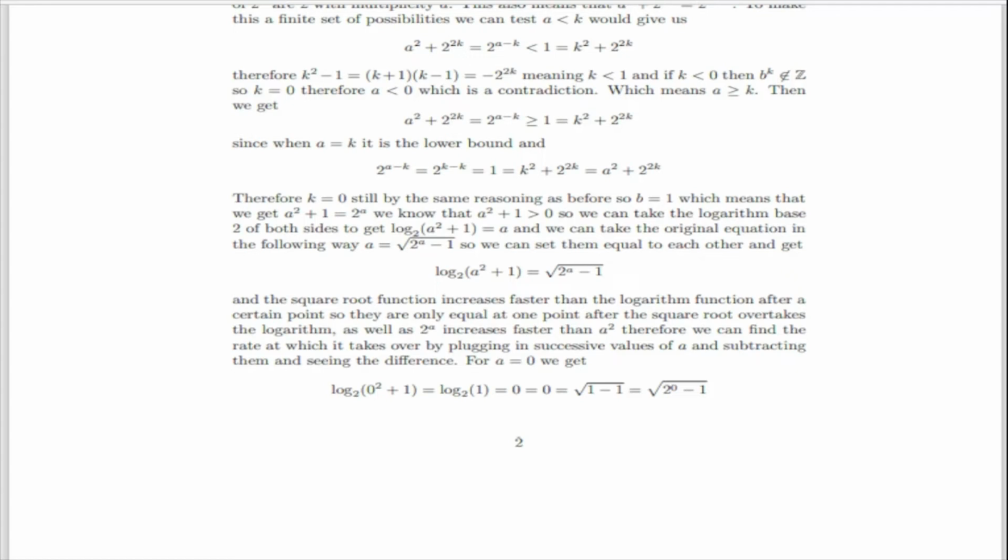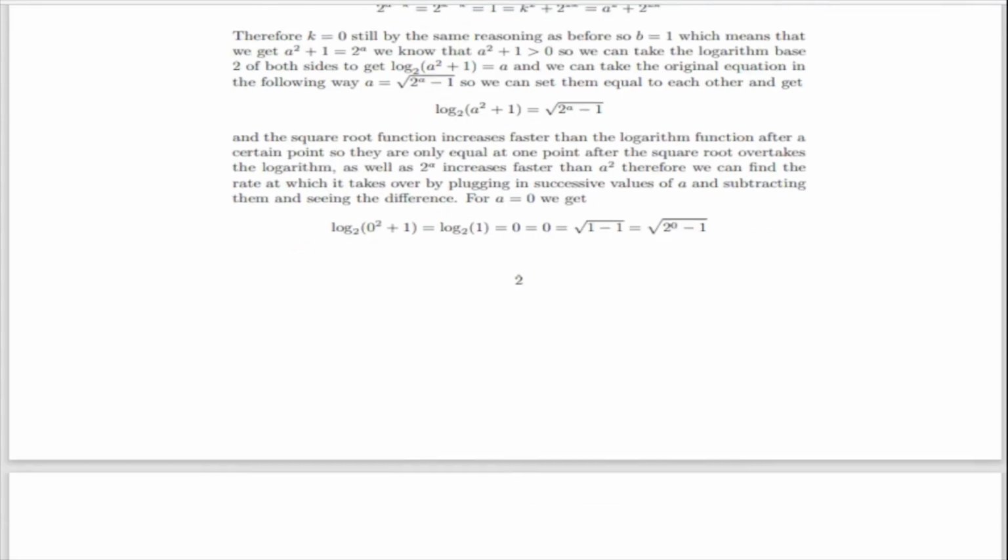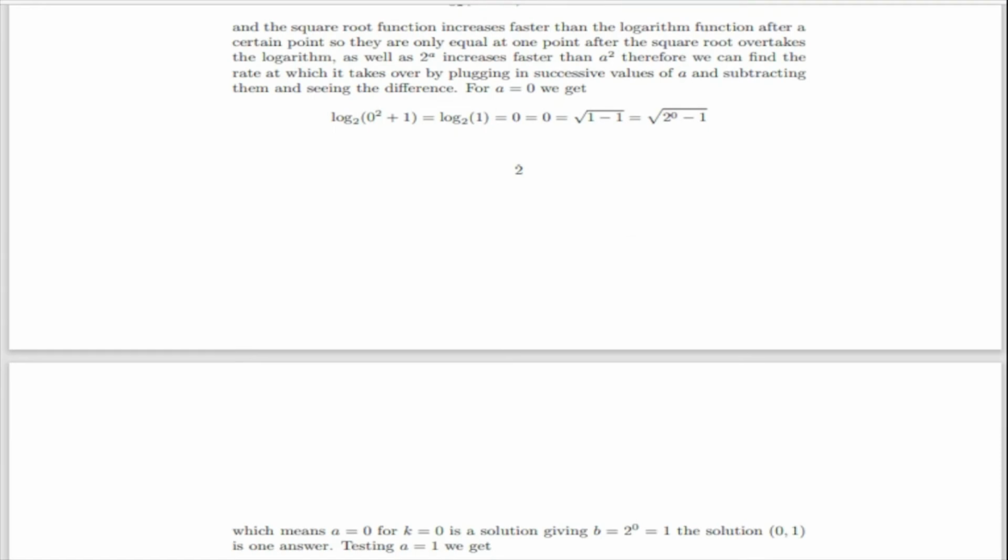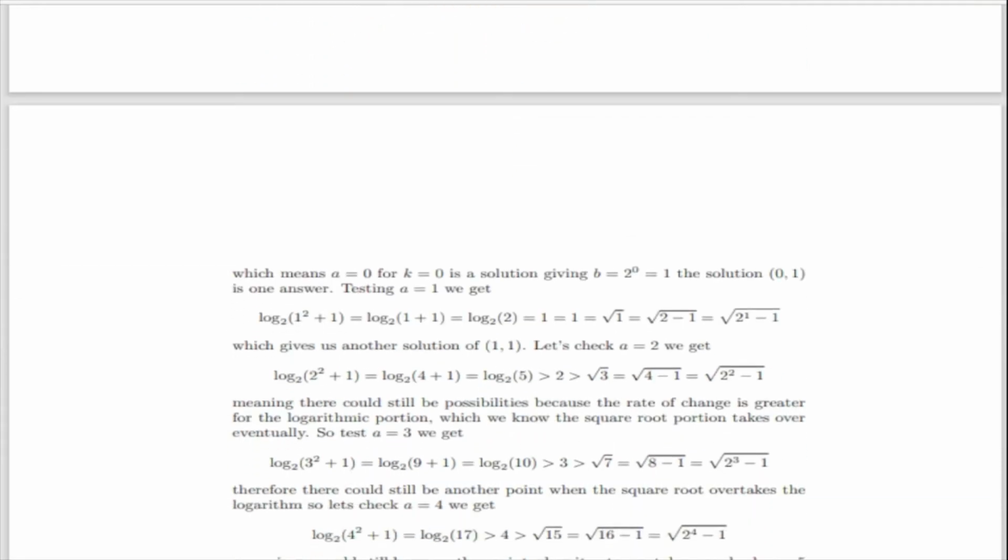For a equals 0, we get log base 2 of 0 squared plus 1 equals log base 2 of 1, which equals 0, which again equals 0, which equals the square root of 1 minus 1, which equals the square root of 2 to the 0 minus 1. That shows that they're equal, so we don't need to worry about that. So since they're equal, we get that as a solution, right? So, which means a equals 0 and k equals 0 is a solution, giving us a equals 0 and b equals 1 is a solution. That's just one of them. We don't know if there's more, but we want to show that there is or there isn't.